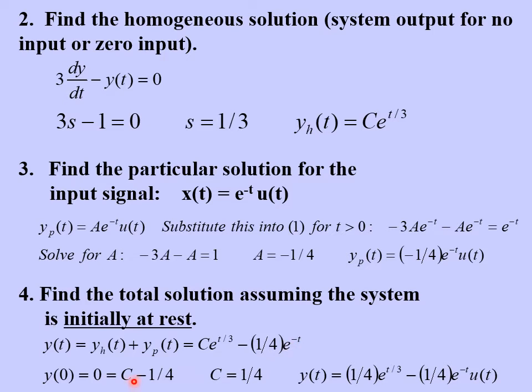That's our initial condition. And when we set t equal to 0 over here, these exponential terms just go to 1. So I have c minus 1/4. So this can easily be solved for c. c is equal to 1/4. So here is my total solution. Our output of our system is equal to 1/4 e to the t over 3 minus 1/4 e to the minus t times the step function.